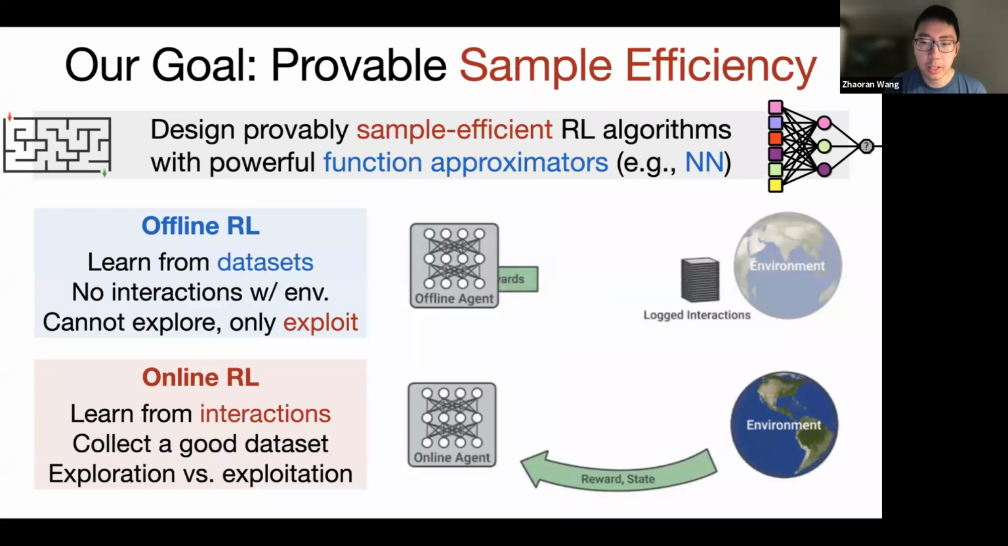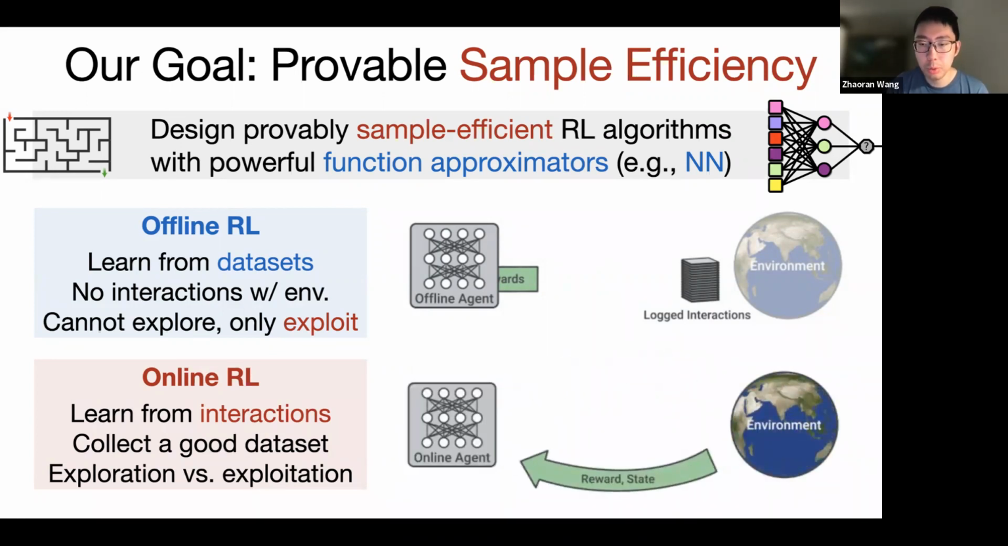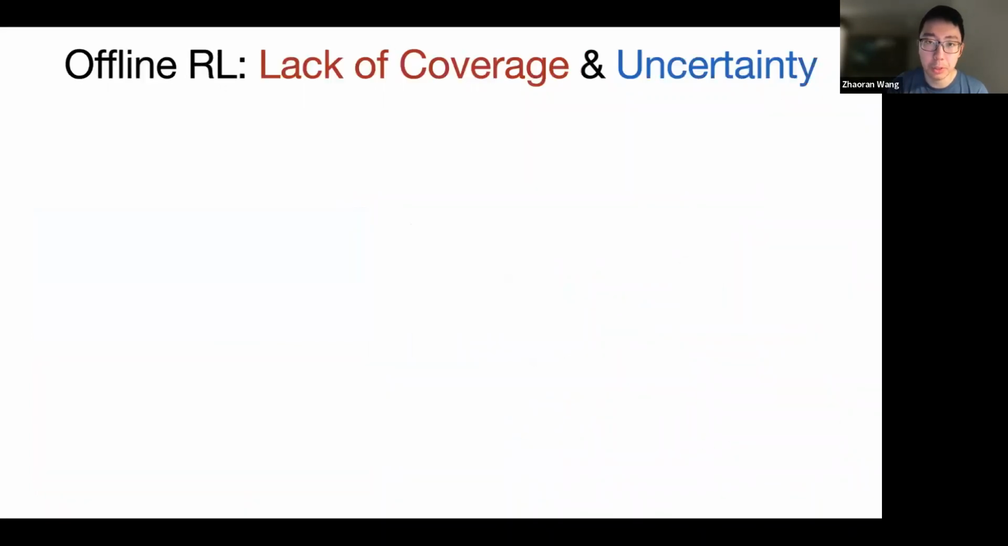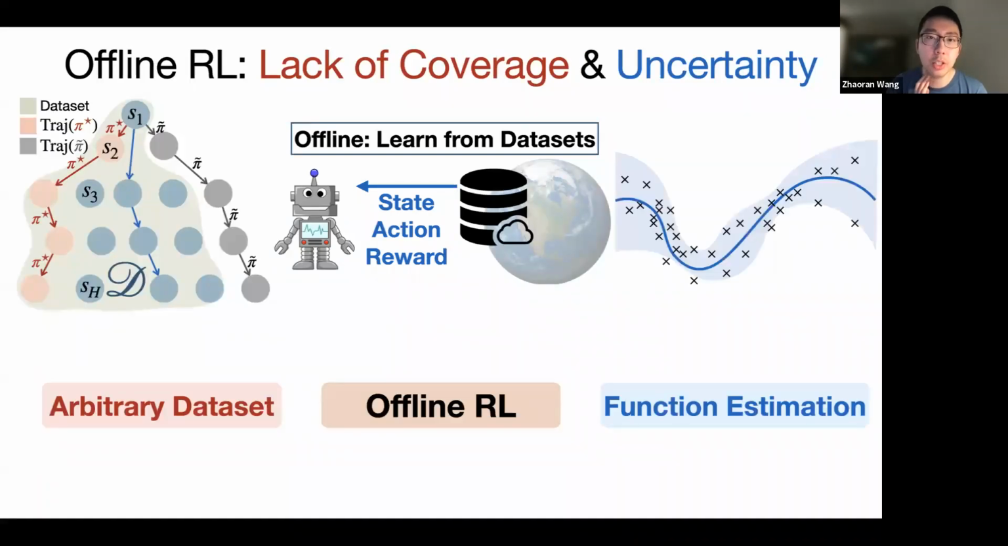The online setting is less challenging in a way. You can learn from the interaction with the environment, and you want to collect a good data set. There is a trade-off between exploration and exploitation, which is more studied in the literature. There, we want to use the so-called optimism principle to drive the agent to the more uncertain regions to collect better data points.